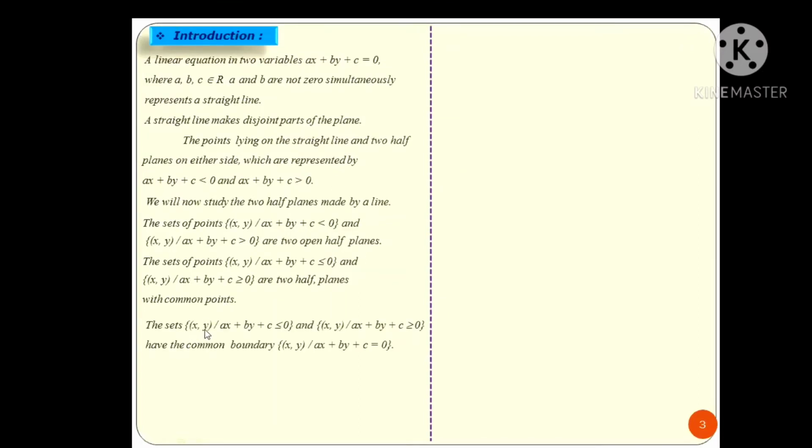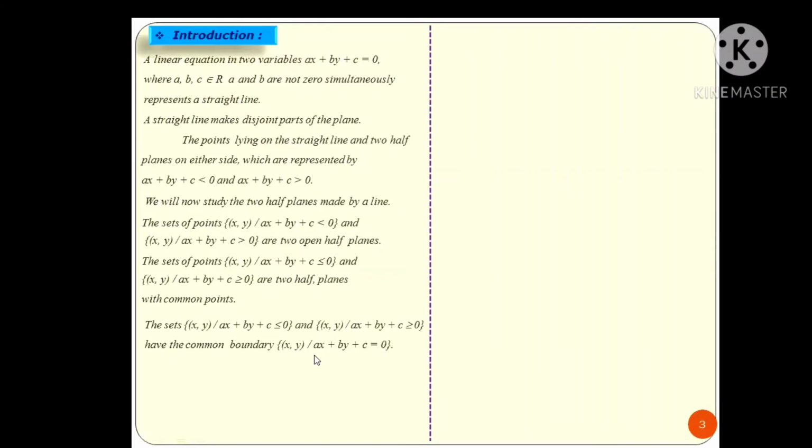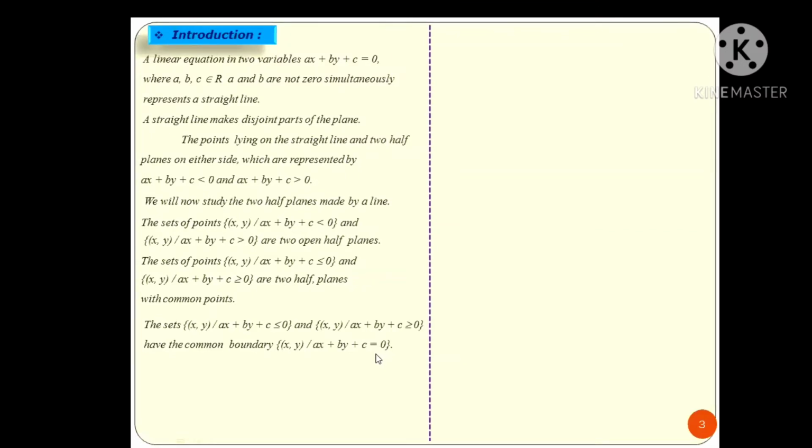The sets of ordered pairs (x, y) with ax plus by plus c less than or equal to 0 and with greater than or equal to 0 have common boundary points. Both have the common boundary points, the set of ordered pairs (x, y) which satisfy the condition ax plus by plus c equal to 0, on that particular line. One part gives a value less than 0, the other part gives a value greater than 0, and the boundary points are common to everyone.